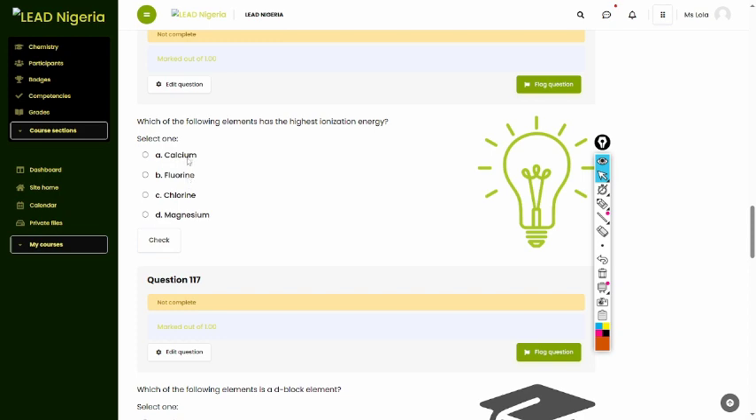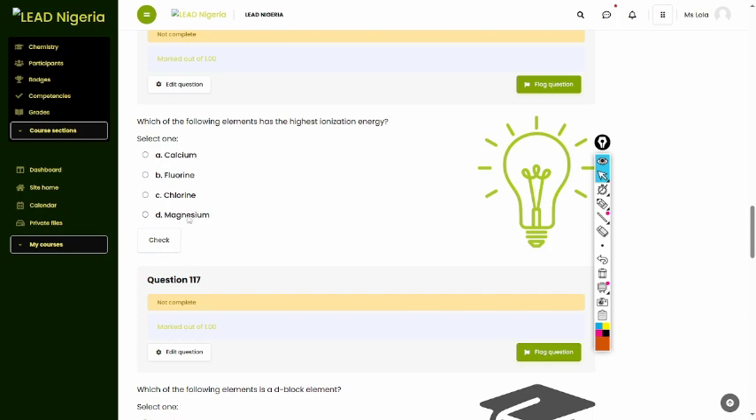Okay, then chlorine and magnesium are in period 3, while calcium is in period 4. So if we're looking at the trend as the period increases, the higher the period, the lower the ionization energy, which means the ionization energy of calcium is very low because it has four atomic orbitals, so it's easy to knock out the outermost electron of calcium because of reasons like shielding effect and the distance of the outermost shell from the nucleus. So calcium is out of it.